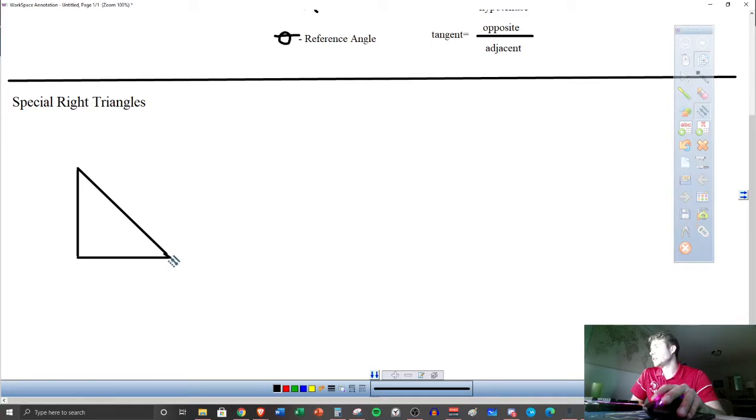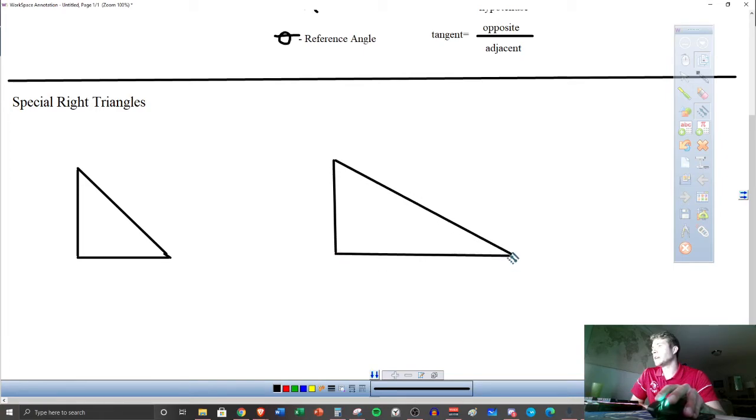Good as you can. Mine's not very good, but that's fine. Two types. It needs to be a little bit longer on the hypotenuse. Right there. Okay. Now we're going to add some angles in here.